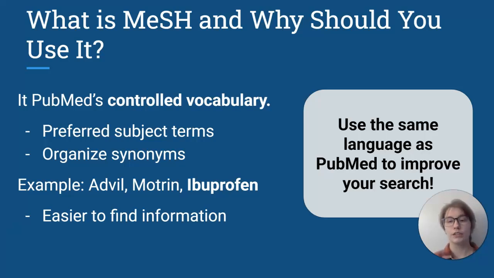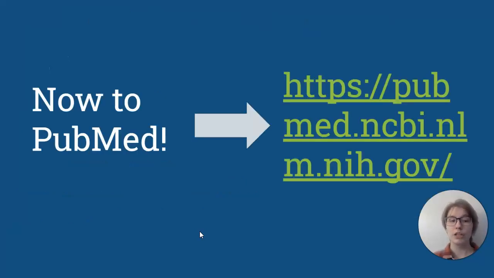I think of it as using the same language as PubMed to improve your search. So when you're searching in PubMed and you know the controlled vocabulary term, you can use the right subject term to get the right result. If you search specifically in the subject, you'll get exactly the type of content you're looking for, the exact type of relevant results. So now we're going to go to PubMed to go over how MeSH terms work in practice.